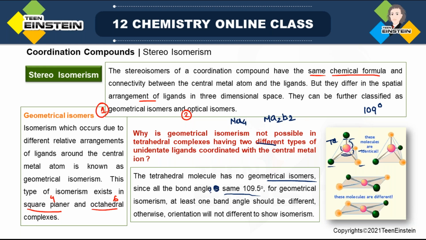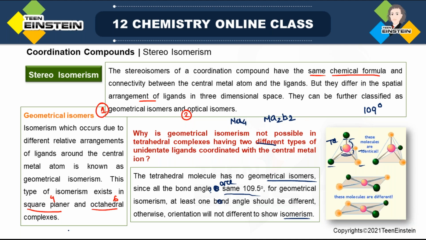For geometrical isomerism, at least one bond angle should be different, otherwise you cannot get geometrical isomers, because the orientation will not be different so that it can show isomers.